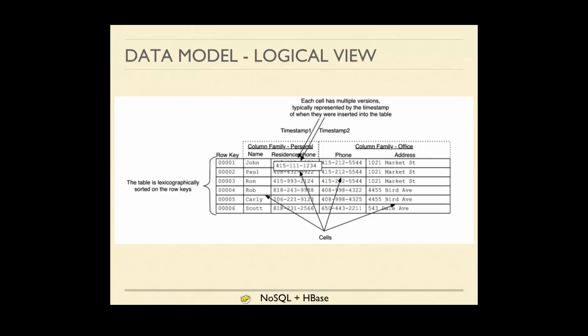You can see that this table has row keys. Every row has to have a key, and every table must define at least one column family. So these are the row keys. There is a column family called personal and a column family called office. Inside personal, there are name and residence phone number. Under office, there are phone and address. Every value in this table contains multiple versions. When you overwrite a value, the previous value goes to a version. By default it keeps 3 versions, but you can have more.